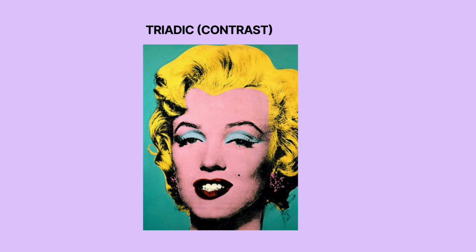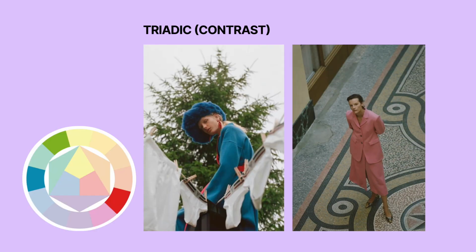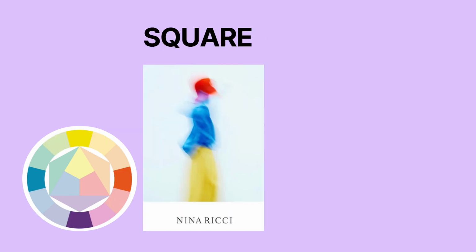And here is an example of this scheme in a Warhol painting. Here we also see a combination of pink, yellow and blue, which is very close to green. And here is the same scheme, but with other colors. On the left we see saturated shades, on the right muted, but both photos have the same scheme of color combination. Next, let's consider square and rectangular schemes.